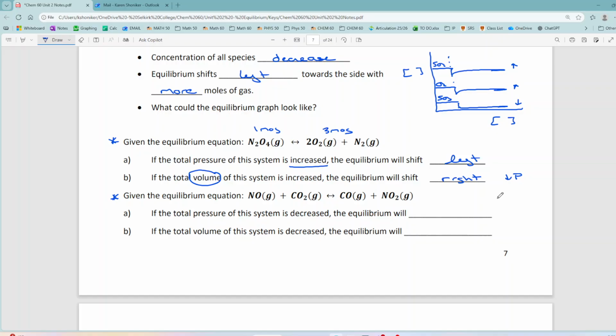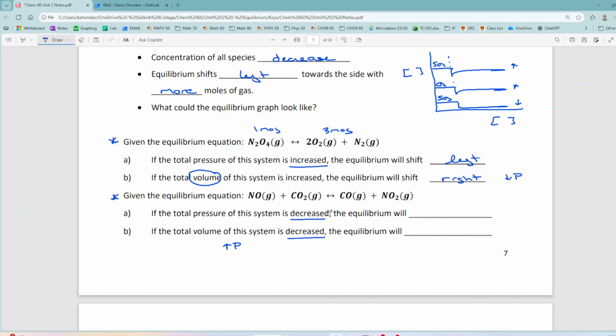This next one I threw on because it's an interesting concept. So if you look at this one, again, we're going to have the total volume of the system decreased, which is going to decrease the pressure. Oh, sorry, increase the pressure. Whew. Decrease volume, increases pressure. Which way will we shift?